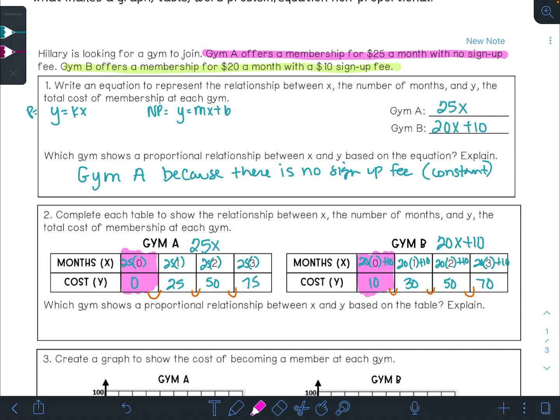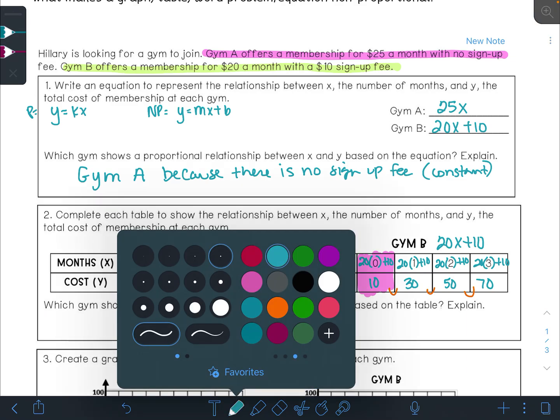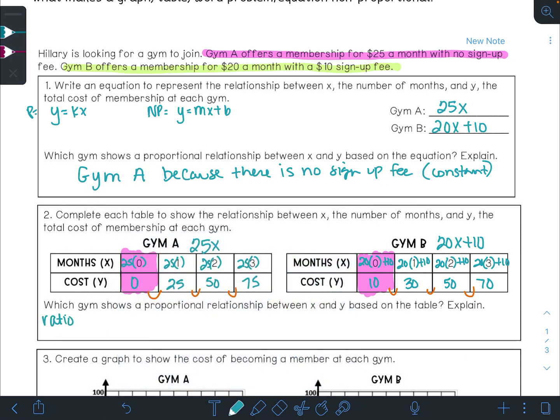The other way to determine that is to look at the ratio of y to x. For it to be proportional, it has to have a constant ratio of y to x. So if I do 25 divided by 1, it's 25. If I do 50 divided by 2, it's 25. Notice that this is my y value, and this is my x from the table right above it. If I do 75 divided by 3, it's 25.